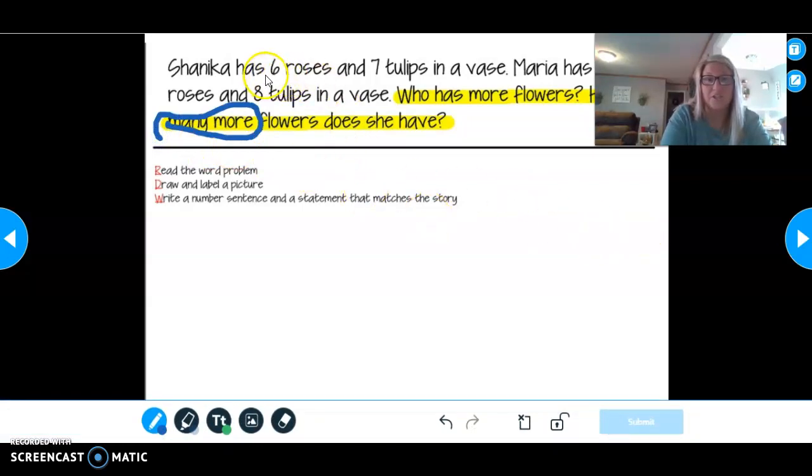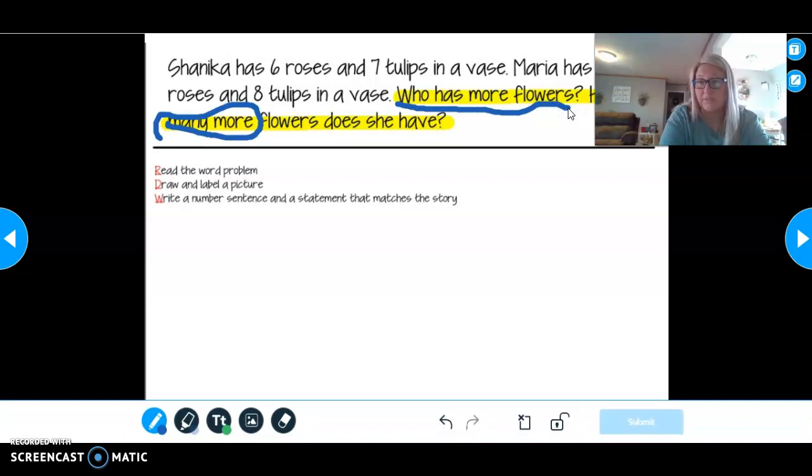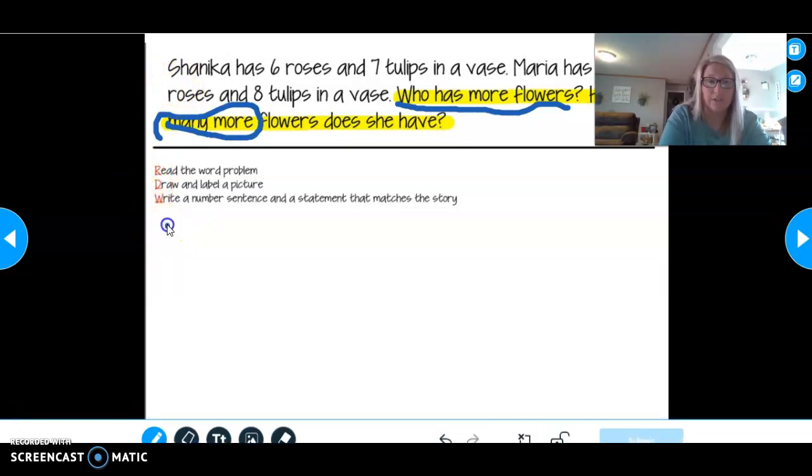So Shanika has 6 roses and 7 tulips. Maria has 4 roses and 8 tulips. The first question is, who has more flowers? So we need to figure that out. Using RDW, we read the problem. Now we need to draw and label the picture. So Shanika, I'm going to label with an S.